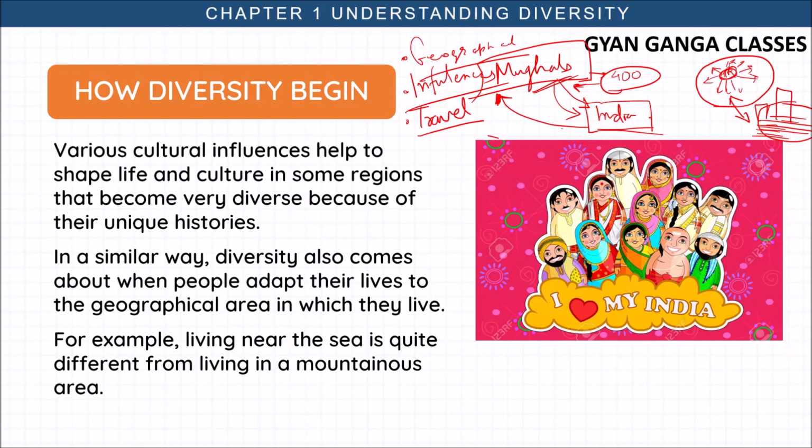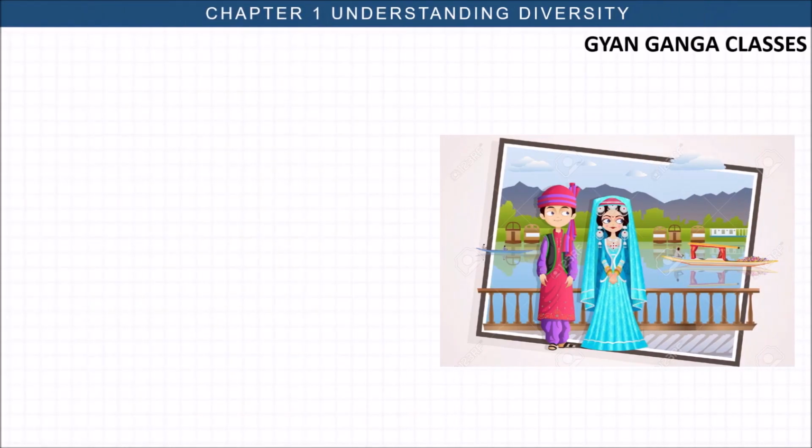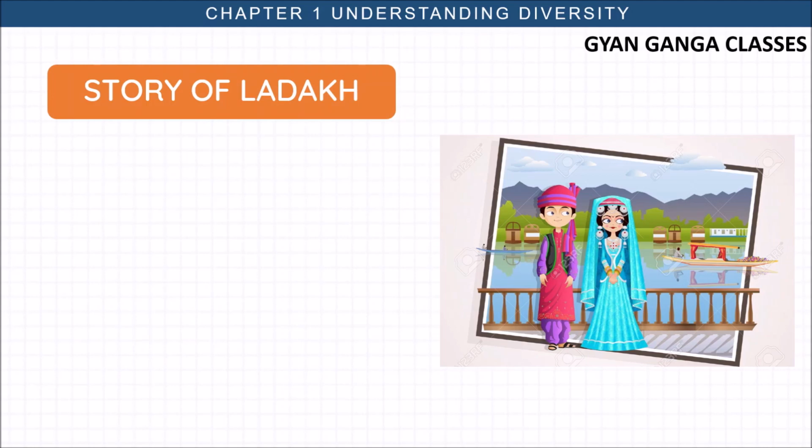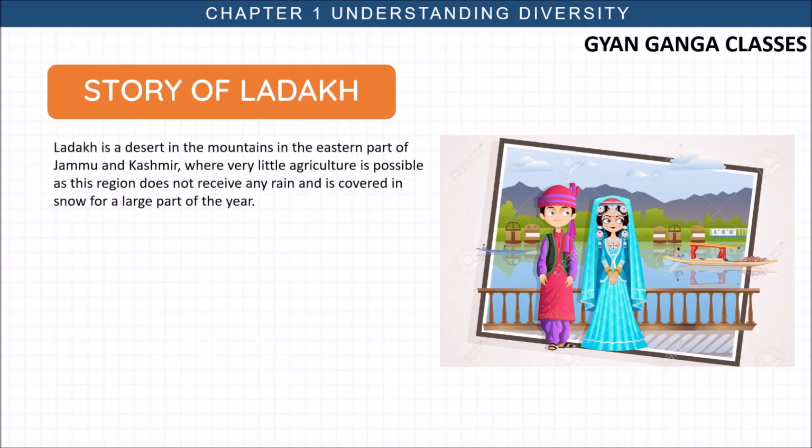चलिए अब एक बात करते हैं, हम लोग आज अपनी केस स्टडी पे आते हैं. The story of Ladakh. Ladakh is a desert in mountains in the eastern part of Jammu Kashmir. Where is Ladakh? Ladakh is in the eastern part of Jammu Kashmir, where very little agriculture is possible. As this region does not receive any rain and is covered by snow for the large part of the year.